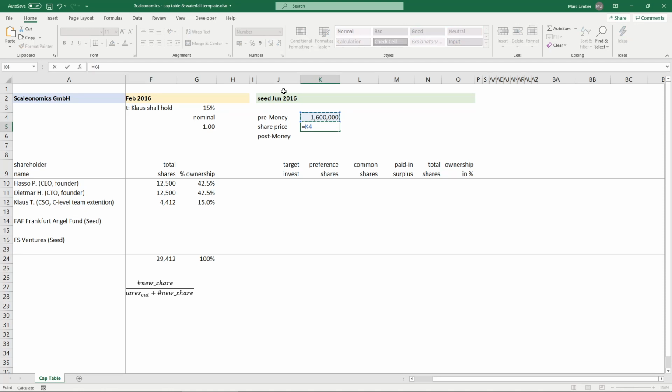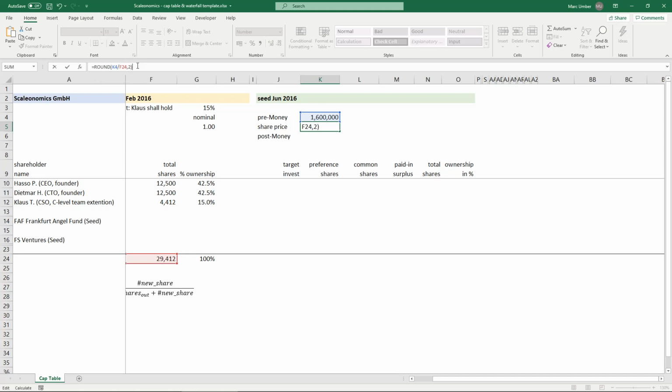Given the amount of shares outstanding and a valuation of 1.6 million, we can easily calculate the current share price, which is the pre-money valuation divided by the number of shares outstanding, which is 54.40 euros. Again, we need to make sure that we don't introduce any rounding errors.